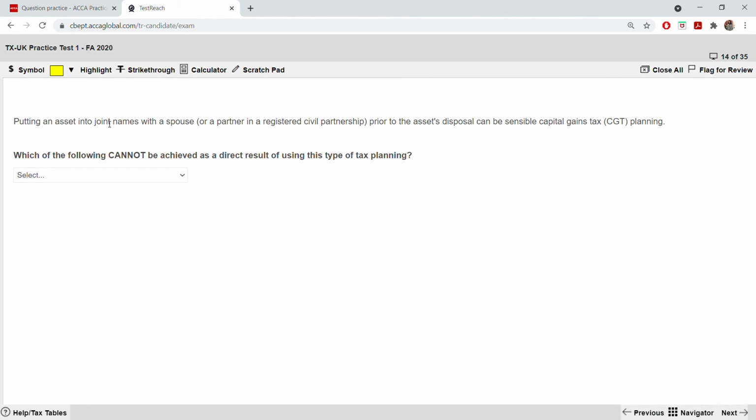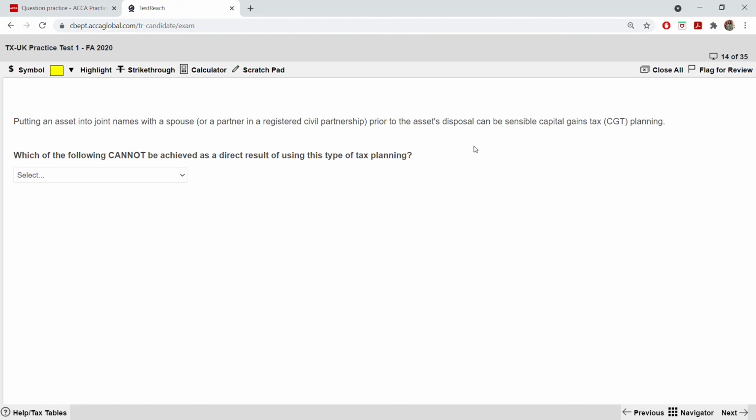Next, putting an asset into joint names with a spouse or a partner in a registered civil partnership prior to the asset's disposal can be sensible capital gains tax planning. Which of the following cannot be achieved as a direct result of using this type of tax planning? Making the best use of annual exempt amounts, deferring the CGT due date, reducing the amount of CGT payable, making the best use of capital losses.